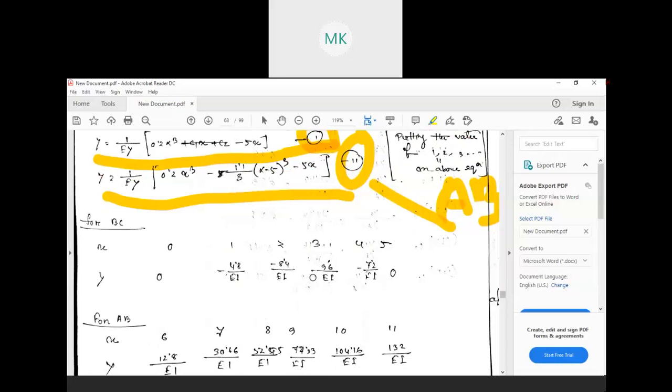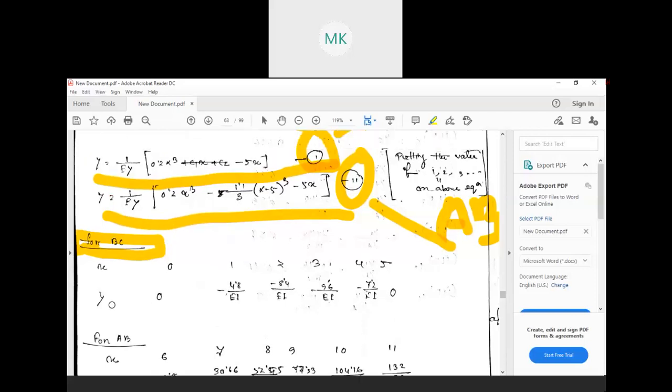Okay. So two equations we have already got. Now for BC, what we need to do? See, for BC, we need to put the x value from 0 to 5. From 0 to 5, we need to put the value in this equation 1. So by putting 0, 1, 2, 3, 4, 5, you will get a value of y. Okay, this is line BC.